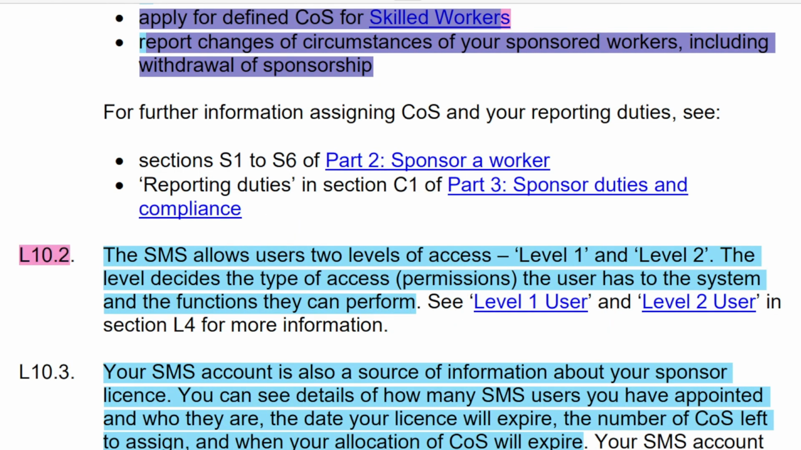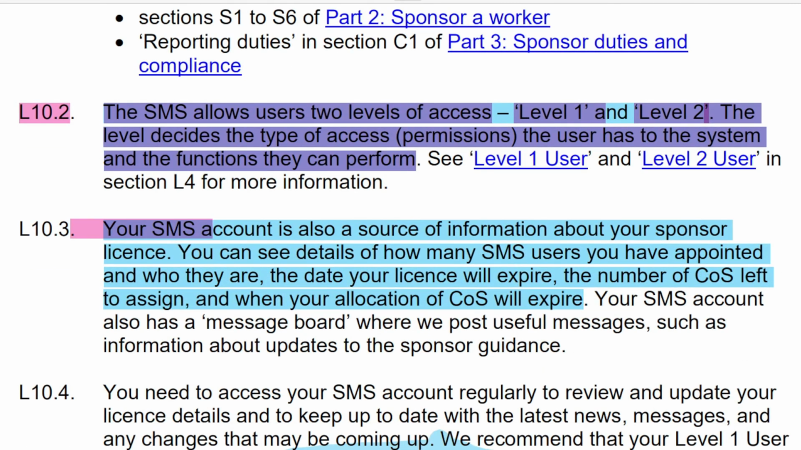Now let's discuss L10.2. The SMS system allows users two levels of access, level 1 and level 2. The level decides the type of access permissions the user has to the system and the functions they can perform. Your SMS account is also a source of information about your sponsor license. You can see the details of how many SMS users you have appointed and who they are, the date your license will expire, the number of certificates of sponsorship left to assign, and when your allocation of certificates of sponsorship will expire.